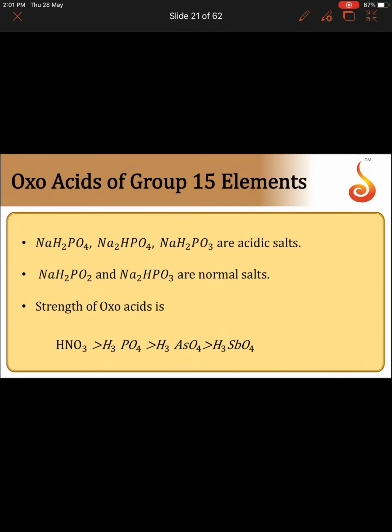Oxo acids of group 15 elements. Here it is given NaH2PO4, Na2HPO4, NaH2PO3 are acidic salts, and NaH2PO2 and Na2HPO3 are normal salts. How to identify whether the given salt is acidic salt or normal salt? I'll explain now how to identify that.